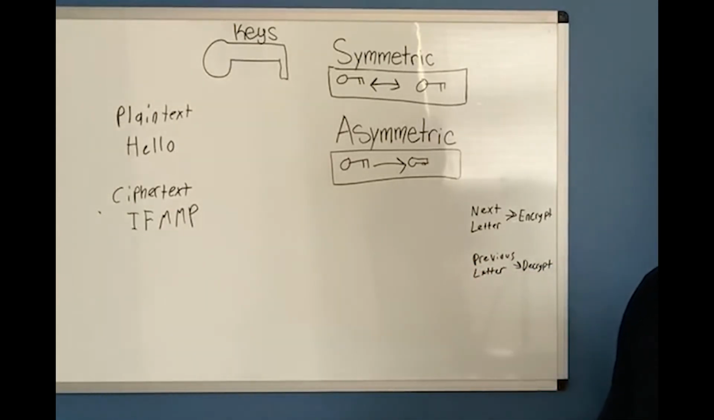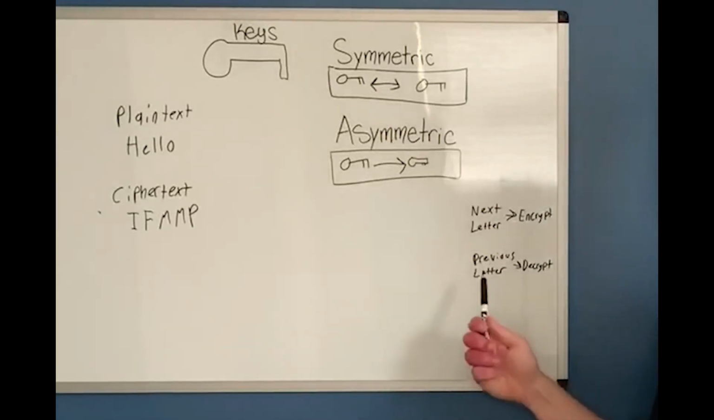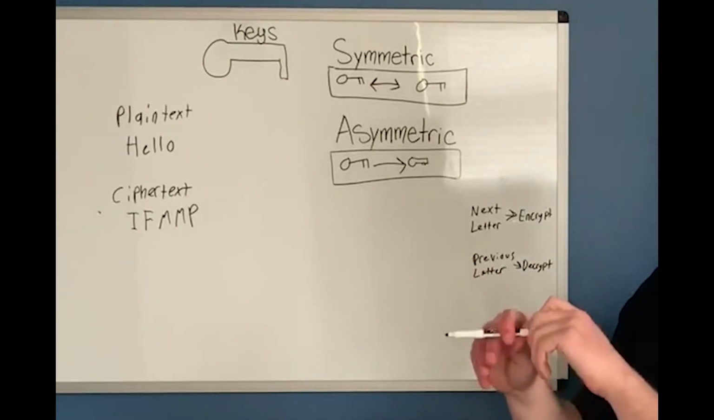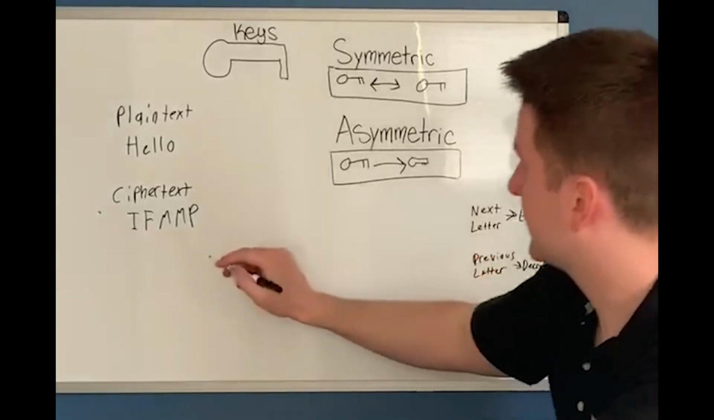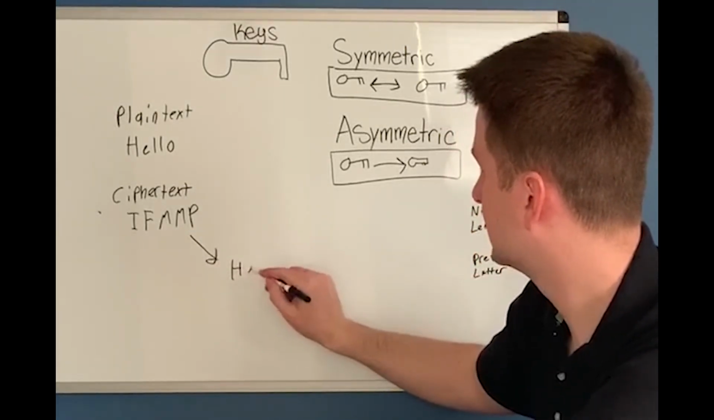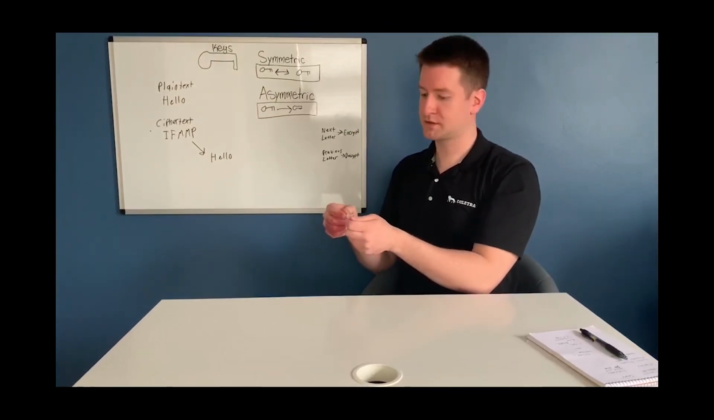To decrypt it, I would use my decryption key if we were using asymmetric encryption. And that would just be using the previous letter to decrypt. So if you sent me IFMMP, I would decrypt this, and that's going to turn into HELLO. So that's how encryption works.